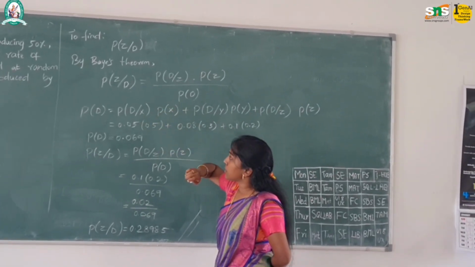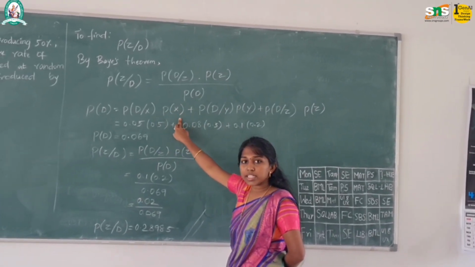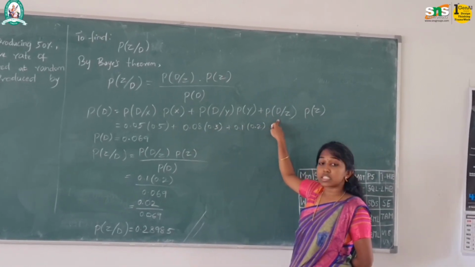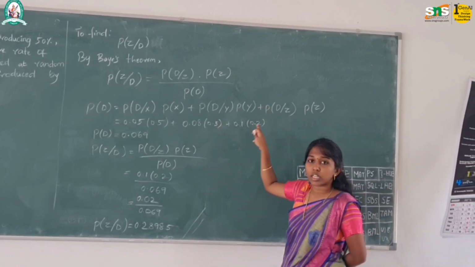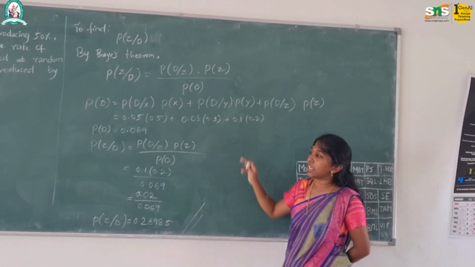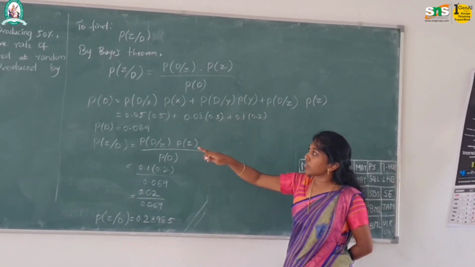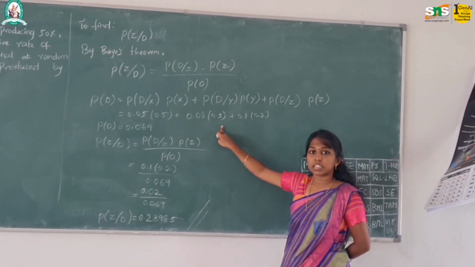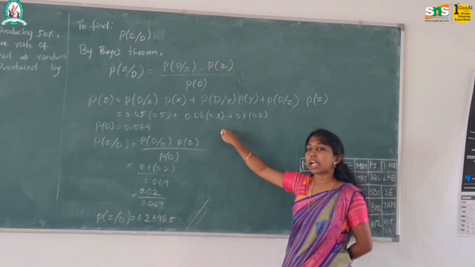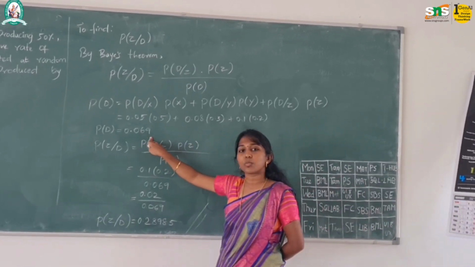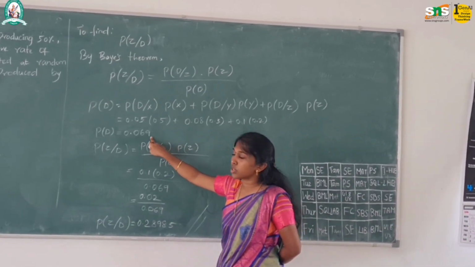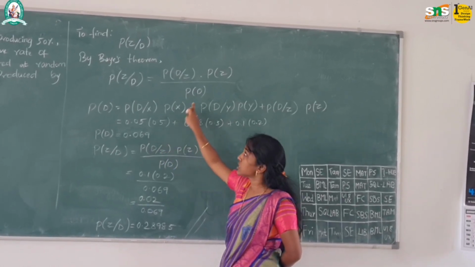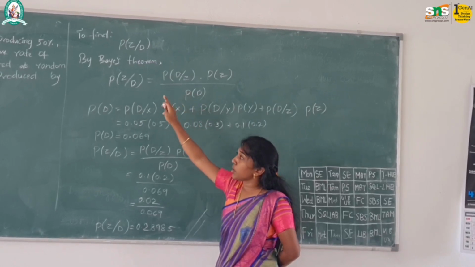P of D is equal to P of D given X into P of X, plus P of D given Y into P of Y, plus P of D given Z into P of Z. This is the formula for D, the probability of defective items. All the values are taken from the question and substituted in this formula. While substituting and simplifying, I get P of D as 0.069. We found that value, so next we substitute all the values in the Bayes theorem formula for P of Z given D.